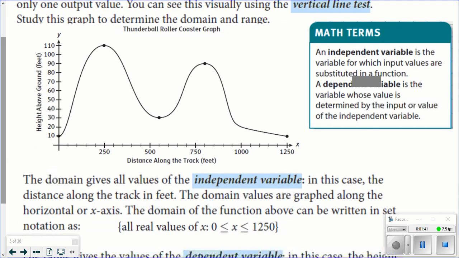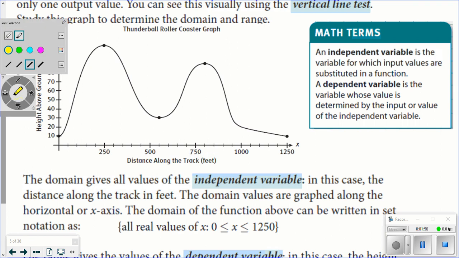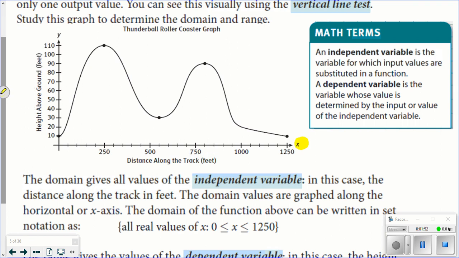Independent and dependent variables. Those are new vocab terms. So if I'm looking at domain, remember domain is our x values, our input values. It's also our independent variable. Okay, so in this case, it's the distance along the track, which is measured in feet. The domain values are graphed along the horizontal or your x-axis.